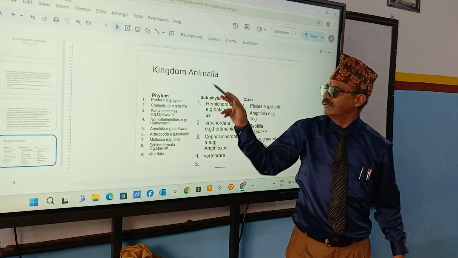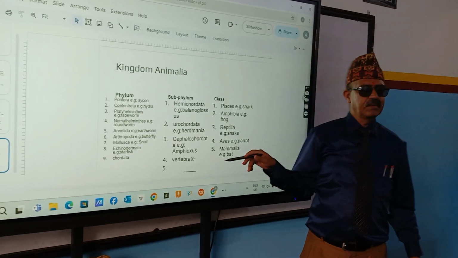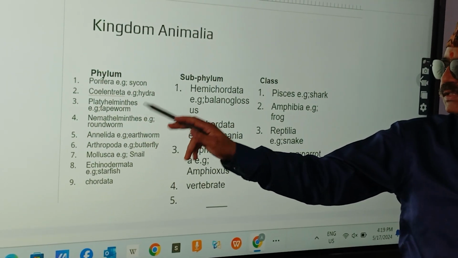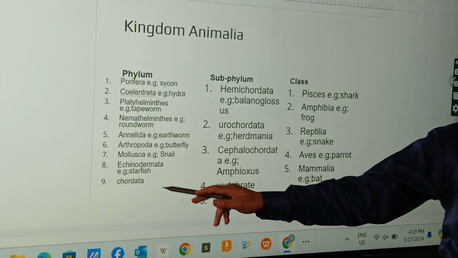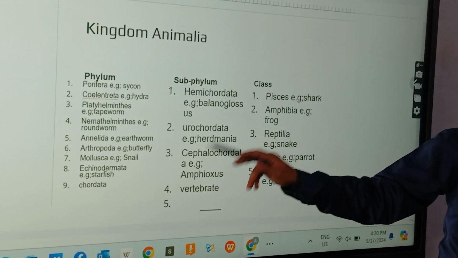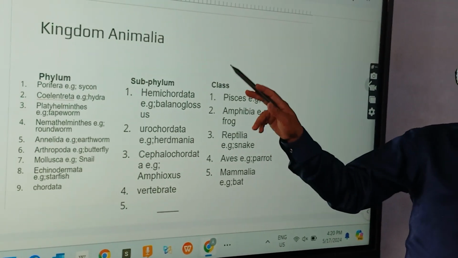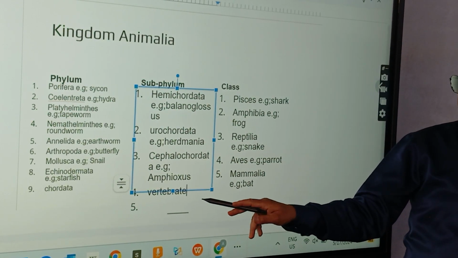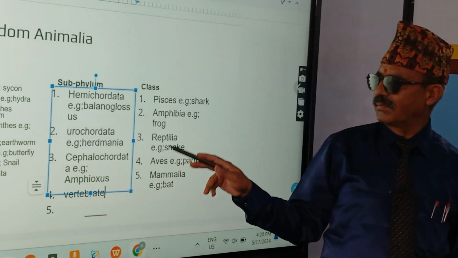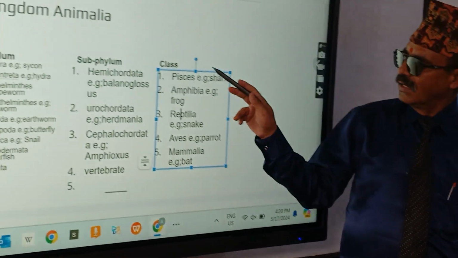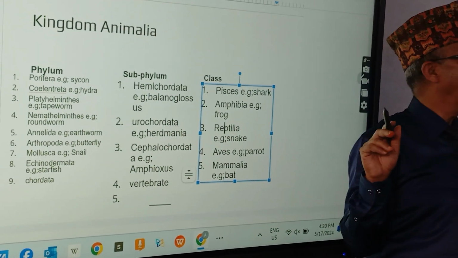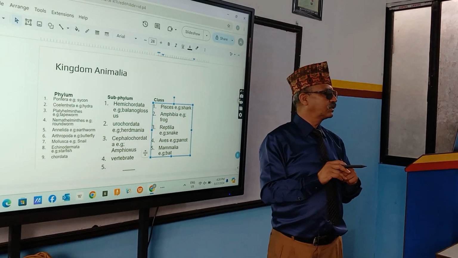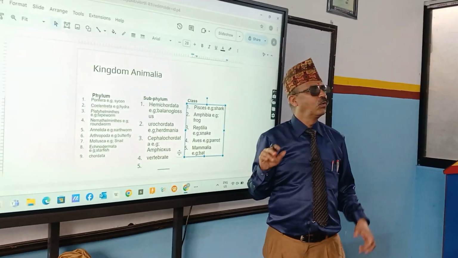Basically, look here, these are the 9 phyla of Animalia: Porifera, Coelenterata, Platyhelminthes, Nemathelminthes, Annelida, Arthropoda, Mollusca, and what is here? Chordata. Chordata has 4 subphyla. What are they? Hemichordata, Urochordata, Cephalochordata, and Vertebrata. And the classes: Pisces, Amphibia, Reptilia, Aves, and Mammalia. Pisces, Amphibia and Reptilia are poikilothermic, which means cold-blooded animals. And Aves and Mammalia are warm-blooded animals.